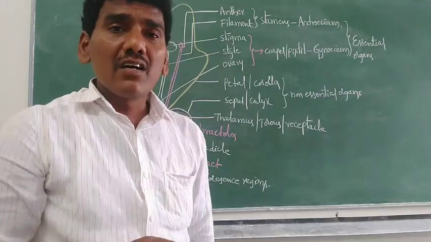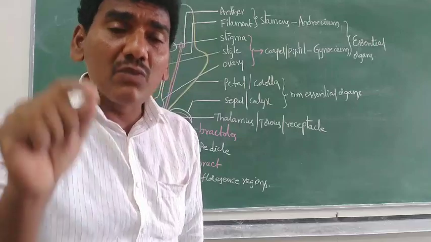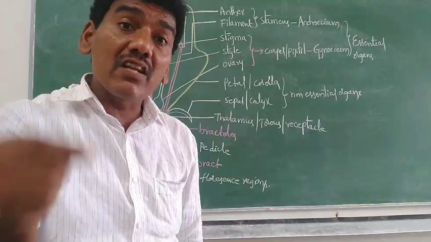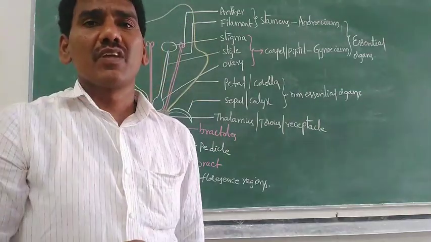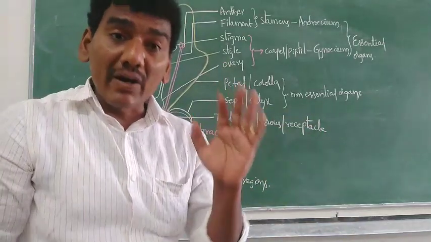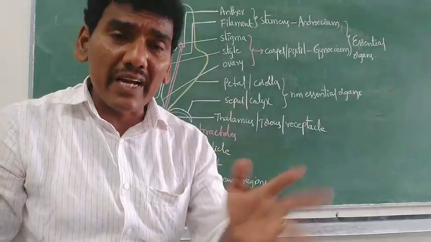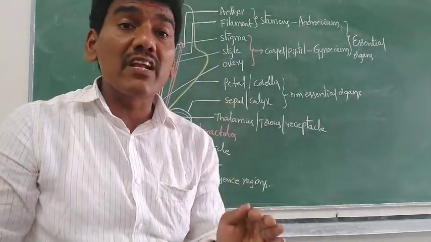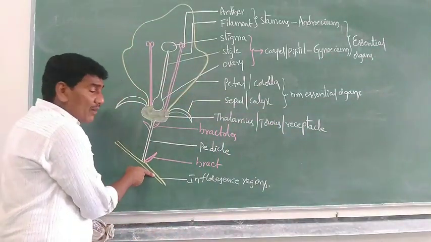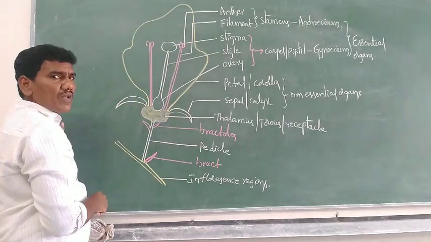The flowers are developed at the apical region, or terminal region, and also at the axillary positions. In most of the plants, the flowers are developed at the apical position. In some of the plants, the flowers are developed at the axillary position. This is nothing but the inflorescence region. From the inflorescence region, the entire flower is developed.